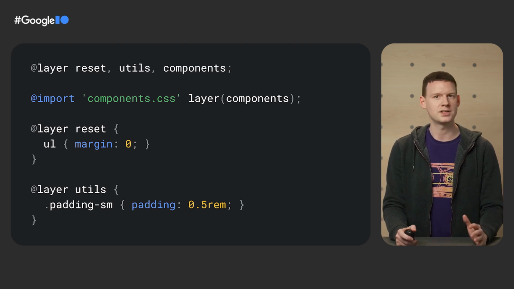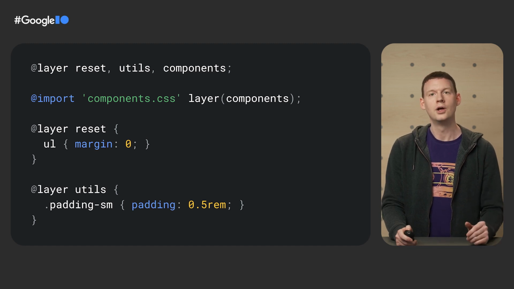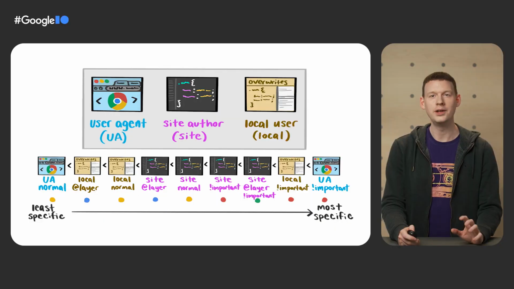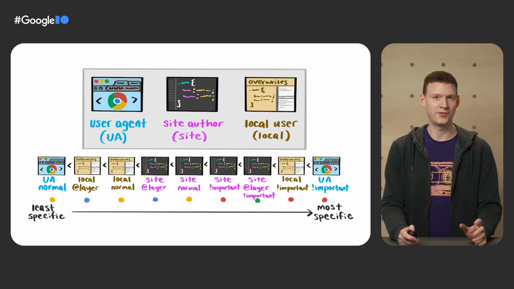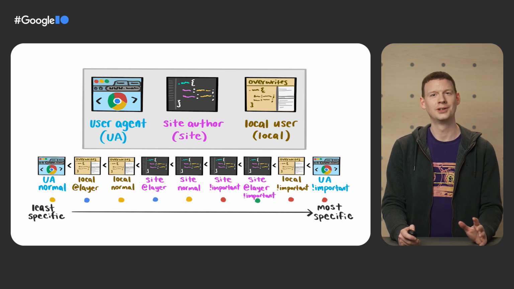So here we have reset styles, then utils, then components. That's the order they apply. No more fighting over specificity. Styles in a layer have lower specificity than those outside a layer, except if the styles are marked important. When you do this, those styles apply in reverse layer order. It sounds weird, but this is how CSS has behaved all along. User agent styles are like a layer. They have less specificity than other styles. However, important user agent styles have a higher specificity than almost everything. That's cascade layers.